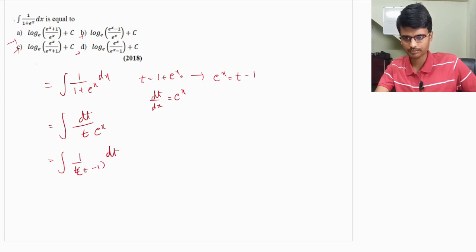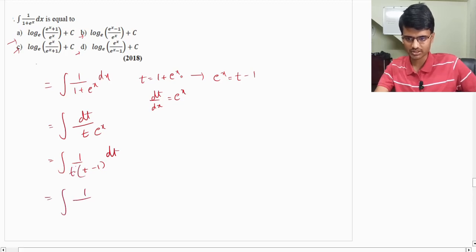Sorry, t minus 1. So here I can use partial fractions, 1 by t plus 1 by t minus 1. Do I get that? Yeah, I think I have to take a minus here. Oh, I'm so sorry.